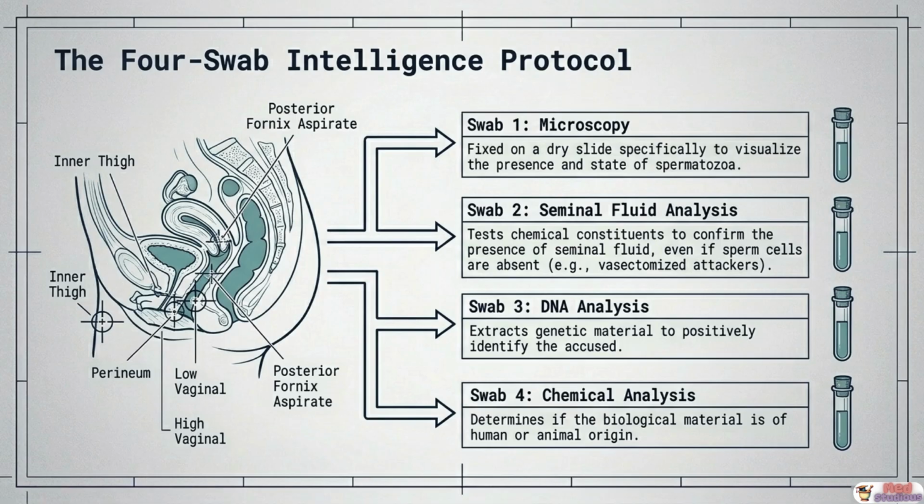Swab 3 is dedicated to DNA analysis, extracting the genetic fingerprint of any biological material present for definitive perpetrator identification through STR profiling. Swab 4 undergoes species-specific chemical analysis, determining whether the biological material recovered is of human or animal origin. This is a forensically necessary step, particularly in cases involving multiple biological deposits or environmental contamination.